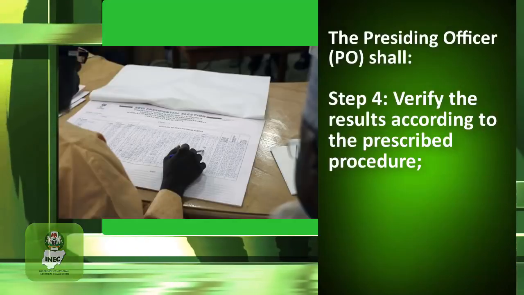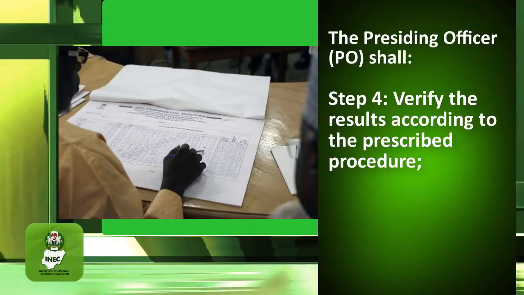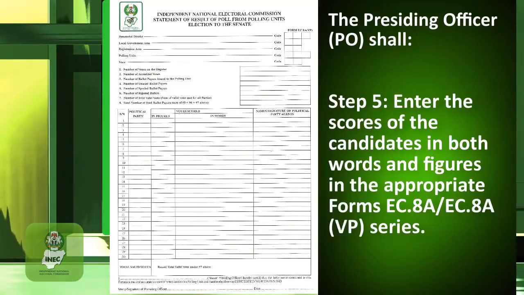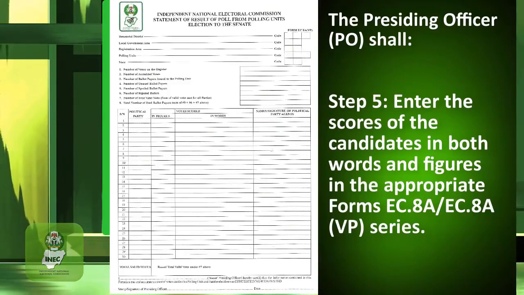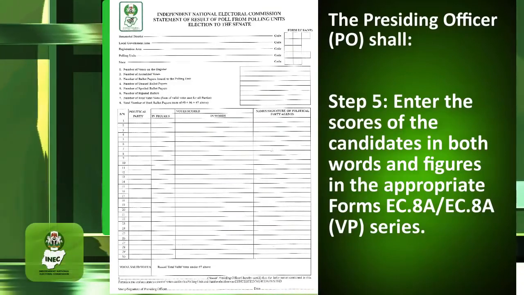Step 4. Verify the results according to the prescribed procedure. And Step 5. Enter the scores of the candidates in both words and figures in the appropriate forms, EC8A or EC8A VP series.